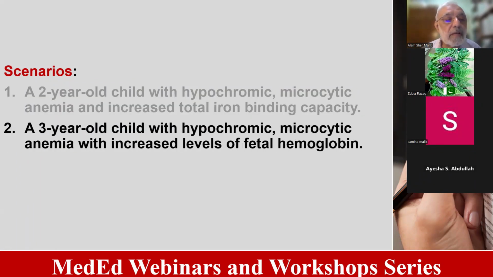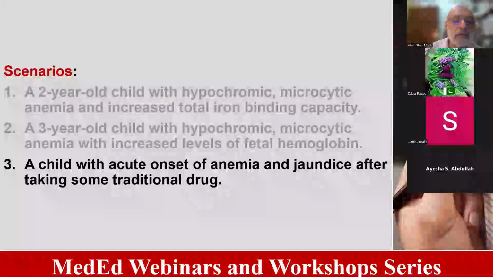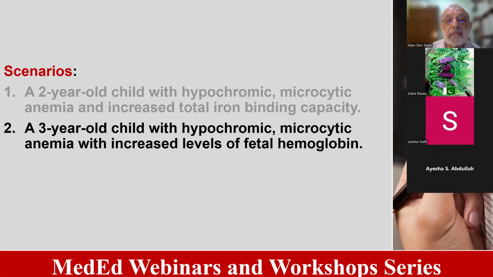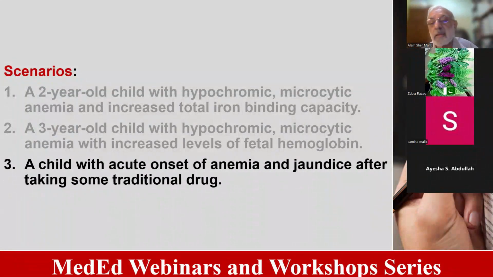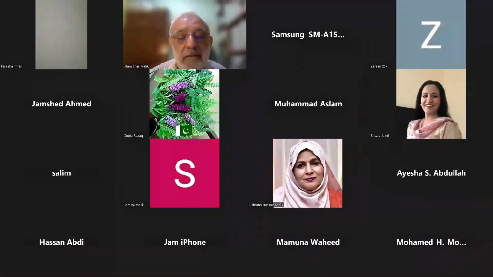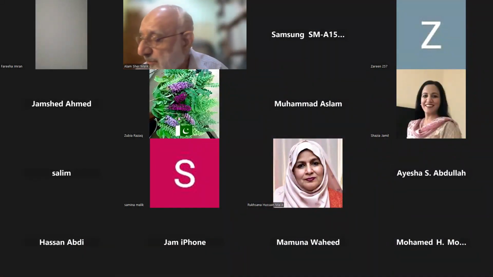The second scenario: a 3-year-old child with hypochromic microcytic anemia with increased level of fetal hemoglobin, and a child with acute onset of anemia and jaundice after taking some traditional drugs. So iron deficiency anemia, thalassemia, and hemolytic anemia. I hope these examples help to understand the concept better. Any questions before we start our short hands-on activity?